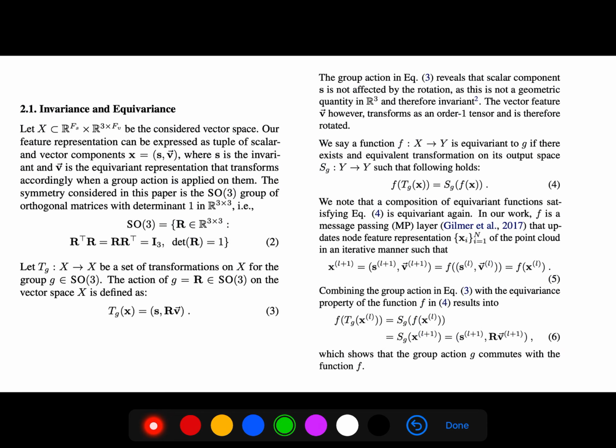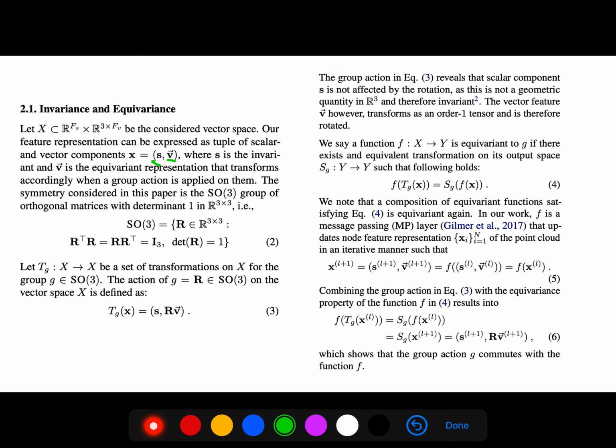Our feature representation can be expressed as a tuple of a scalar and a vector. So S is invariant and V is equivariant, that transforms accordingly when a group action is applied on them. The symmetry considered in this paper is SO3, the group of orthogonal matrices with determinant 1.